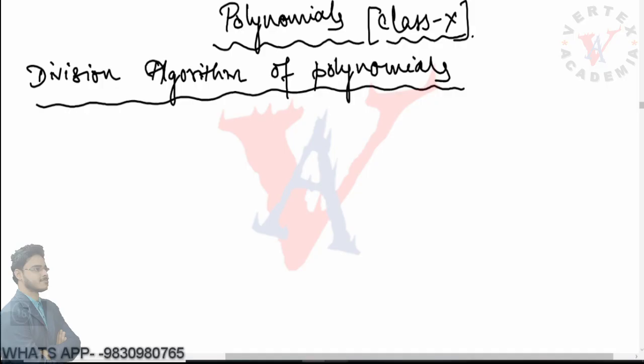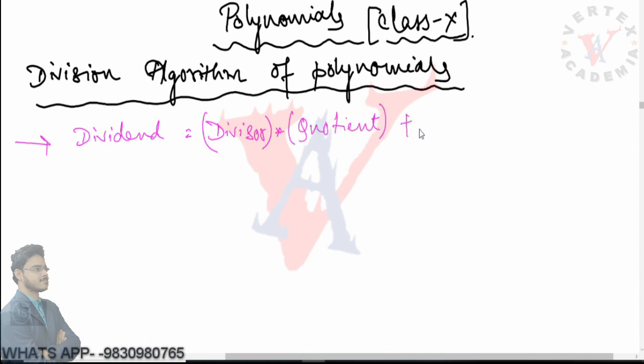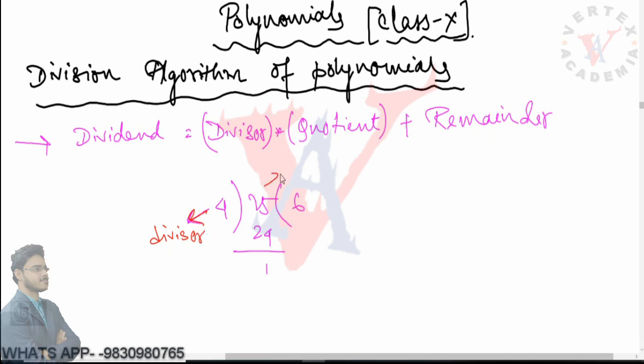Now before starting this, you have to remember a very simple thing, that is Euclid's division lemma, the simplified format of which is: dividend equals divisor into quotient plus remainder. For example, we are dividing 25 by 4, so 4 6s are 24, remainder is 1. So here 4 is the divisor, 25 is the dividend, 6 is the quotient, and 1 is the remainder.